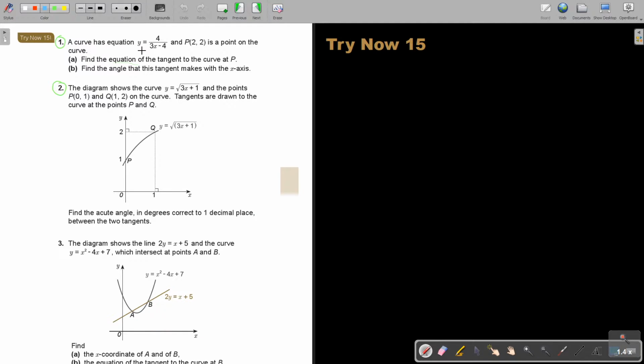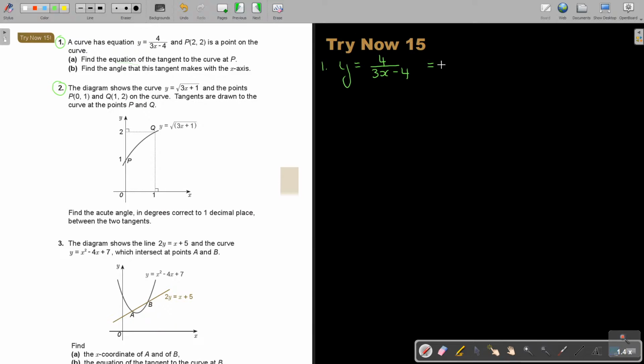A curve has the equation. Find the equation of the tangent. This is how I'm going to rephrase that example 15, because it's done like this. Actually, it was not necessary if it was not broken up into an A and a B. This is number 1, and what is my function? P is the point on the curve. Find the equation of the tangent to the curve at P.